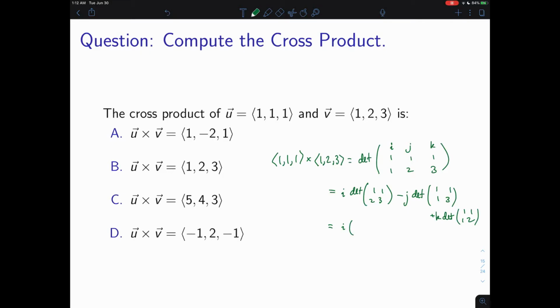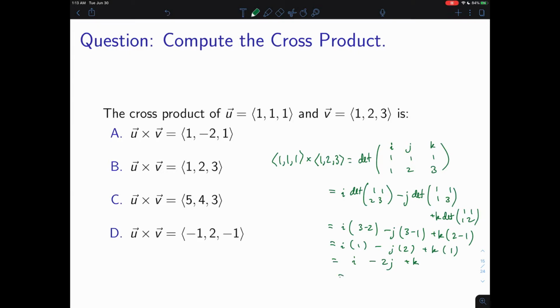All right, let's figure out these 2 by 2 determinants. Here I've got a 3 minus 2. For this J, I've got main diagonal 3 and opposite diagonal 1. And for the K, main diagonal 2, opposite diagonal 1. So it's I times 1 minus J times 2 plus K times 1. And if you wrote it sort of normal, it would be I minus 2J plus K.